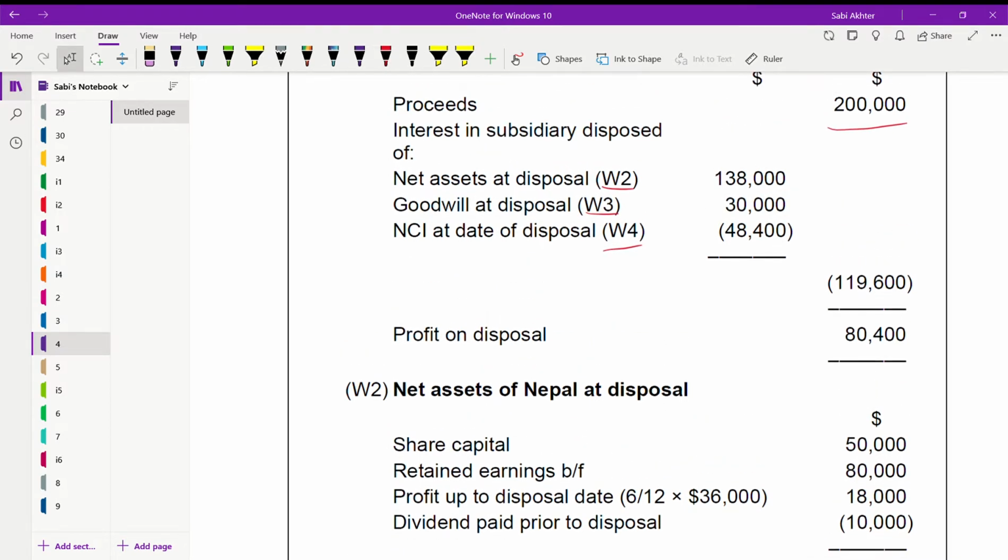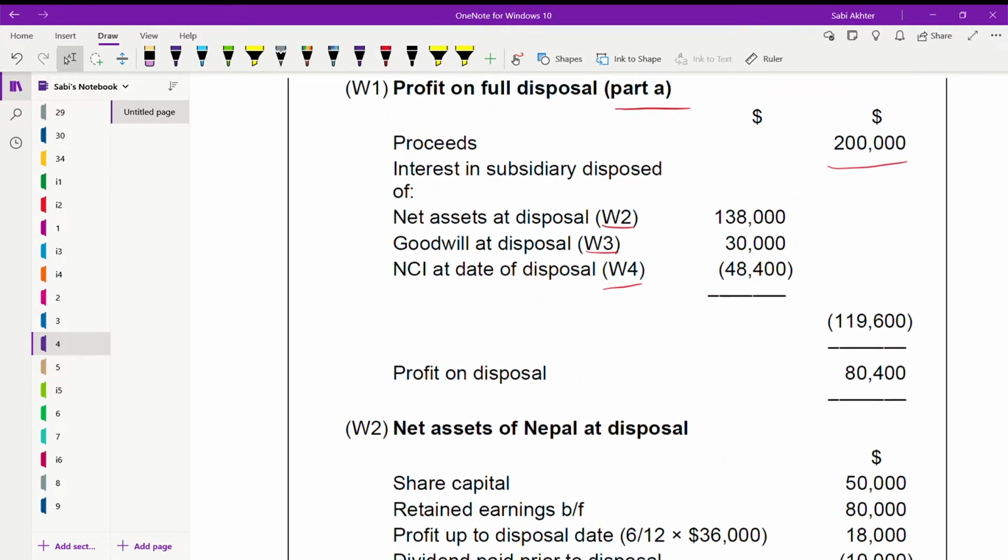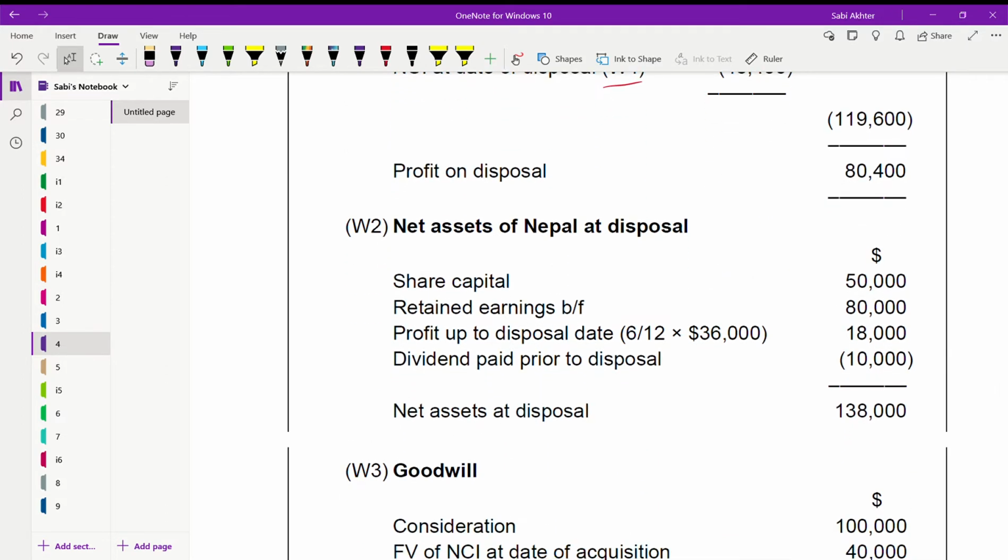Okay, remember, you don't have to calculate for each of Part A, B, and C differently. You only have to calculate once only. But that calculation, those workings, you have to do only once. But the way you present will be different if the situation changes. That's it. Okay. So net assets at disposal.